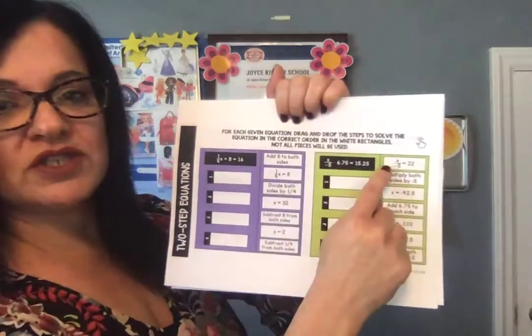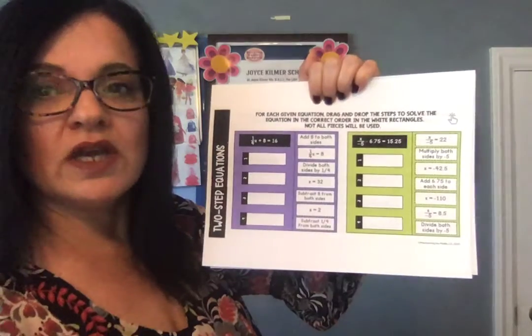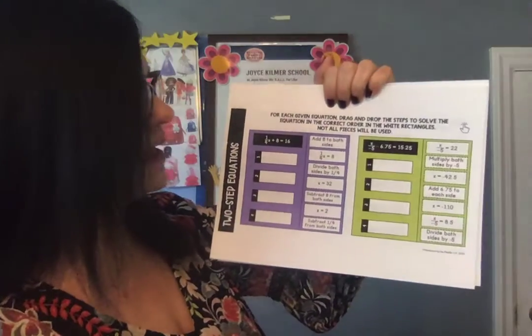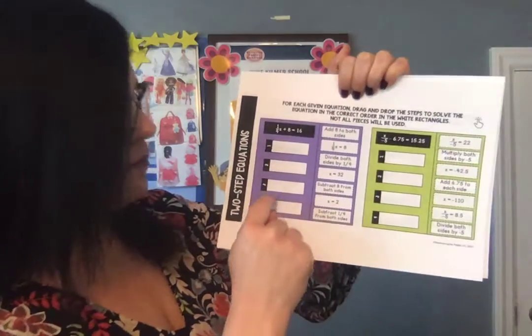All right, so page number 2 looks something like this. You'll be given 2 equations, and then you'll be given steps in which you would solve that equation. So I would do it on scrap paper, and then I would drag and drop the order of the steps that you followed into these boxes here. Okay, so I'll show you basically what that looks like.